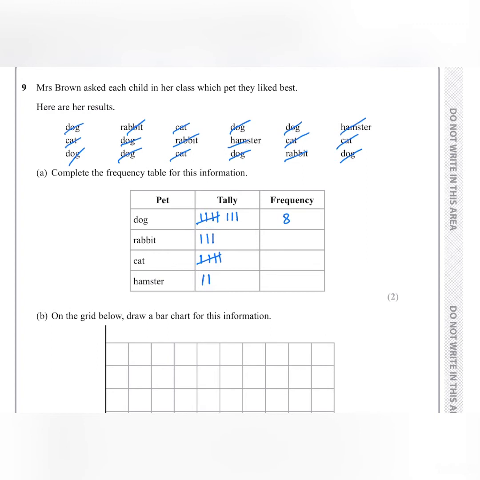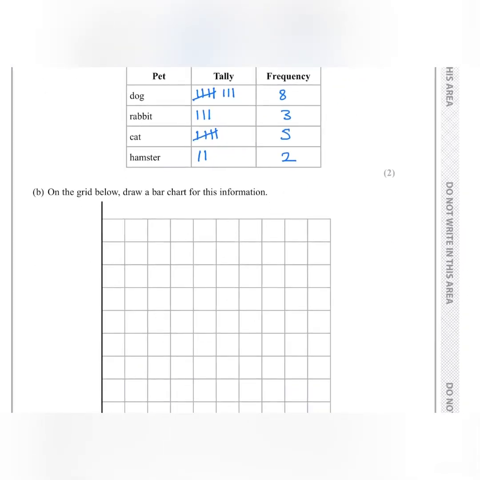Okay, don't want to get mixed up with that. And we got 3 rabbit, cat, we got 5, and hamster we have 2. Okay, so if you count them all together, we've got 11, 11 plus 5, 16, and 18 all together, and they were 18 to start off with. So just checking your work as we go along.